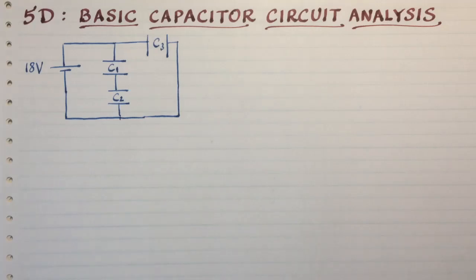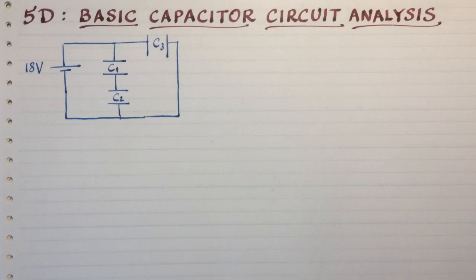Let's discuss the basic process of analyzing capacitor circuits. These are defined as circuits with just capacitors and nothing else in them. Later on, we'll study more complicated circuits with capacitors and resistors together, resistors and inductors together, or capacitors and inductors together. But right now, it's just a pure capacitance circuit.